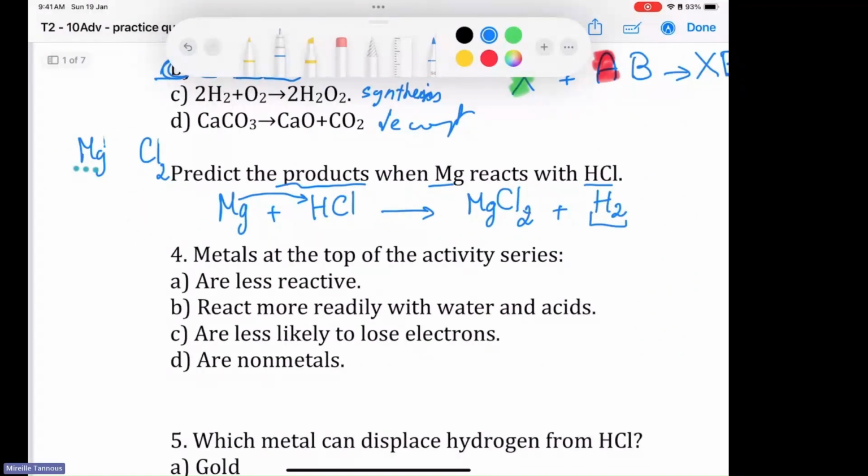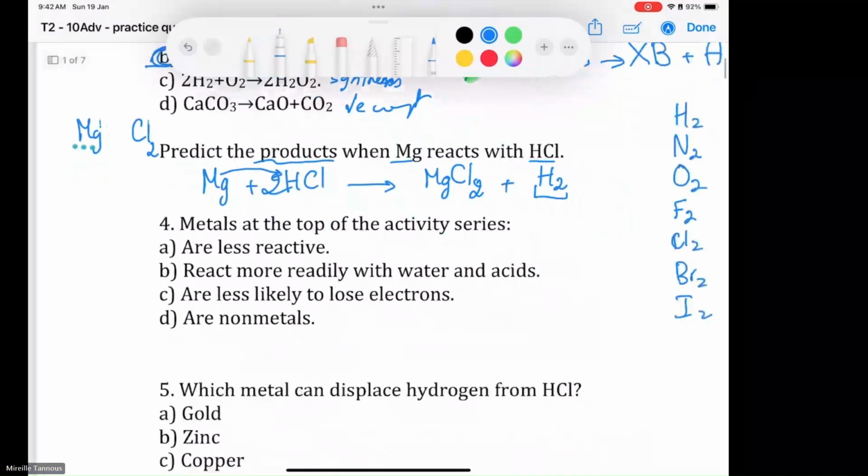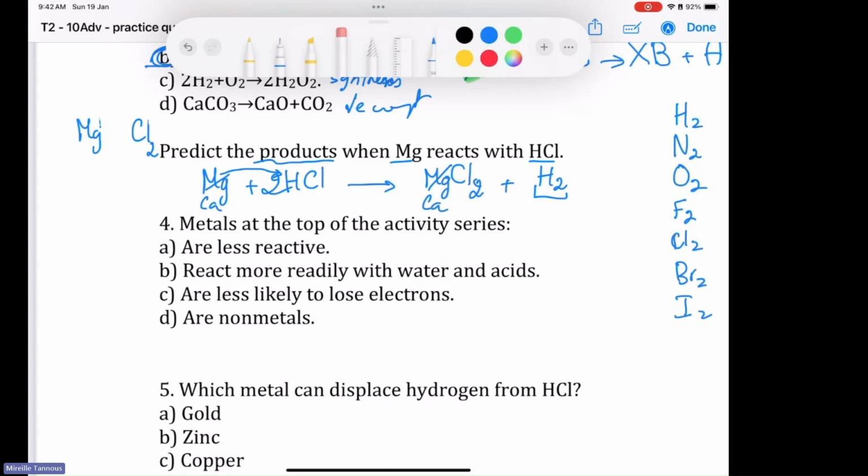I remind you of these molecules: H2, N2, O2, F2, Cl2, Br2, and I2. Now this needs balancing, and we put a 2 here. In case this question came, instead of magnesium, I can give you another choice, for example, calcium. So that would be CaCl2. Or, for example, I can change the Cl and make it Br. So you will change this into Br. The rest will remain the same.